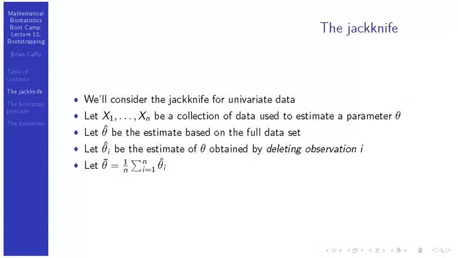So let's just consider the jackknife for univariate data, and let x1 to xn be a collection of univariate data points where we want to estimate a parameter theta. Let theta hat be the estimate based on the full data set, and let theta hat sub i be the estimate of theta that you obtain using the n-1 observations obtained by deleting observation i. And then let theta bar be the average of the leave one out estimates.